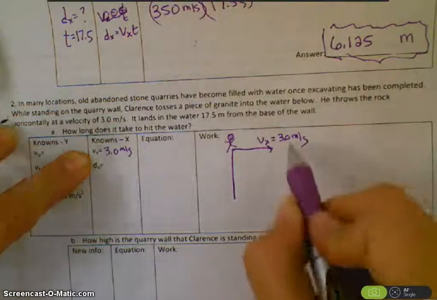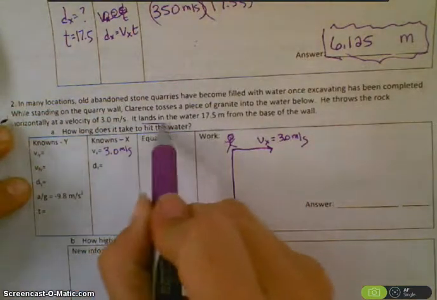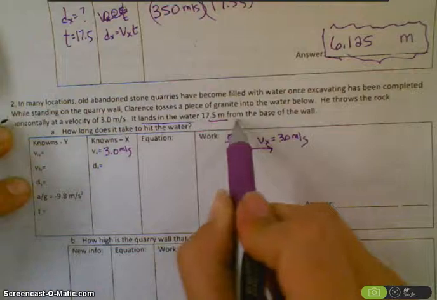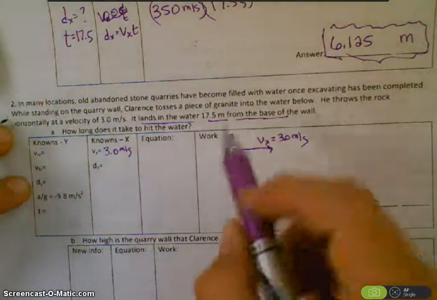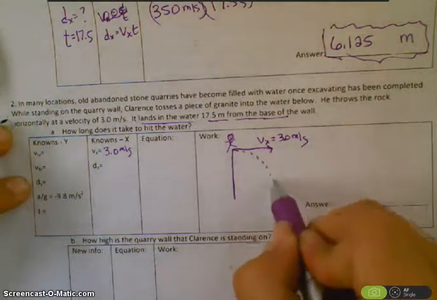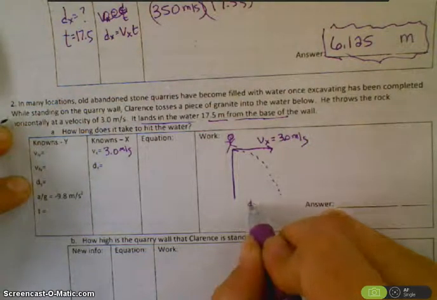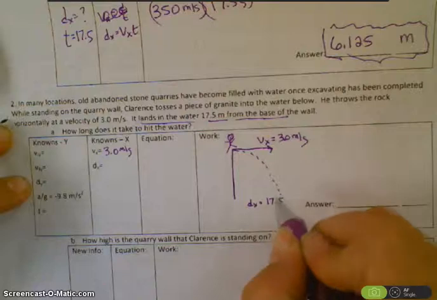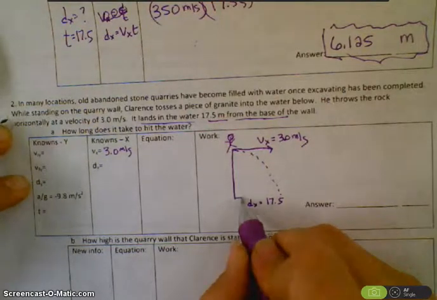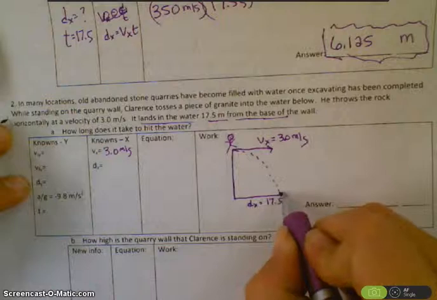Okay, so we were just saying that 3.0 meters per second is horizontal, and it lands in the water 17.5 from the base of the wall. Is that my height? Or is that where the rock lands, away from the base? You see how that is worded in such a way to tell you that that is the x-axis distance away? Okay, so this is his granite rock splashing right there.